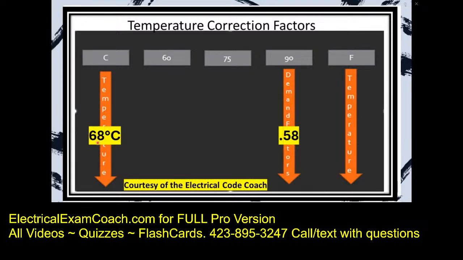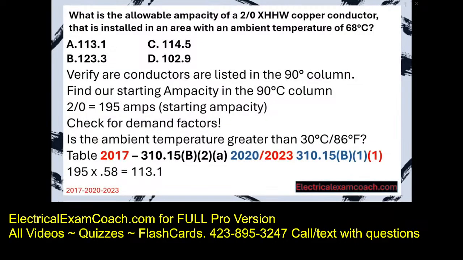But we have to be careful to cross all the way back over to the 90 because that's the column that we chose from. And we find that our correction factor is 0.58. We take our starting ampacity, multiply it by the correction factor, and that gives us our new allowable ampacity of 113.1 amps, and we select A.